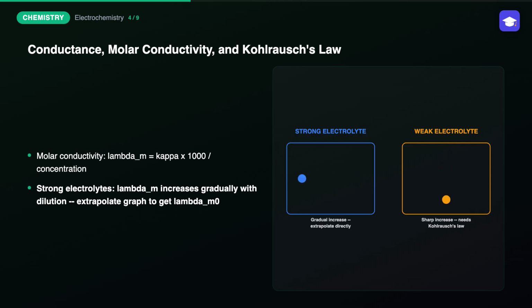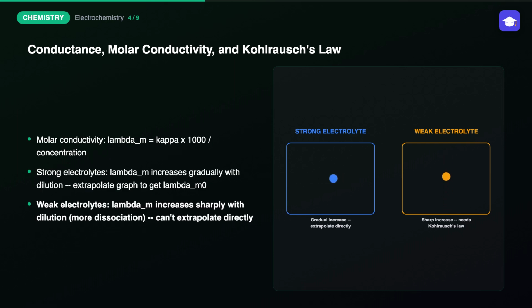For strong electrolytes, which are essentially fully dissociated into ions even at fairly high concentration, molar conductivity increases only gradually as concentration decreases. Following the Debye-Huckel-Onsager equation, extrapolating this well-behaved linear relationship all the way to infinite dilution, essentially zero concentration, gives limiting molar conductivity, lambda m naught, directly and reliably from a straight line graph.